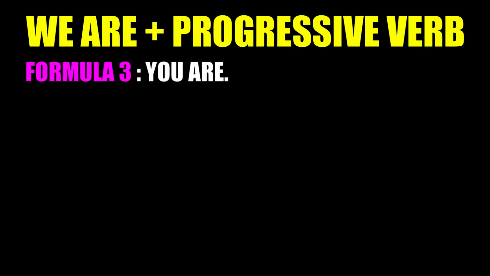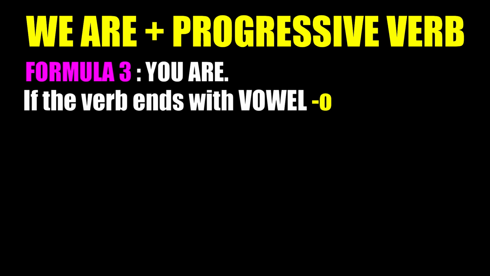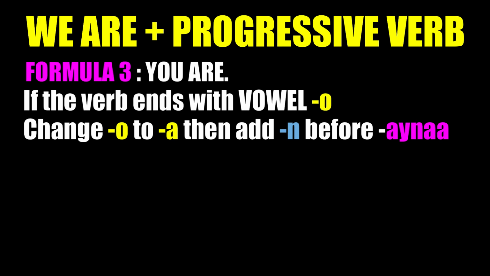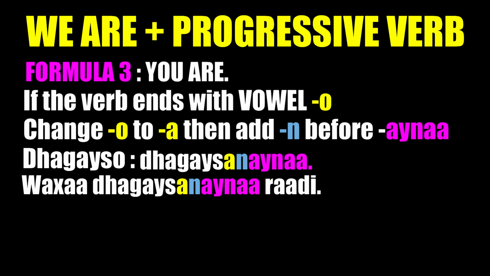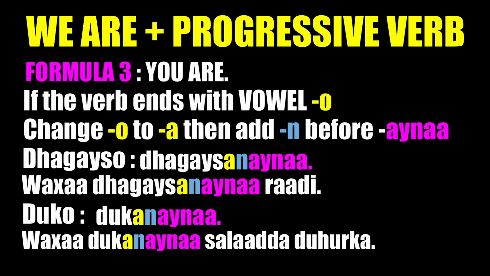Formula or rule 3. If the verb ends with vowel O, we need to change the vowel O to vowel A and add na before we add ayna. For instance, dhegaysanaynaa. Waxaa dhegaysanaynaa raadi. We're listening radio. Dukanaynaa. Waxaa dukanaynaa salaada duhurka. We're praying the Zuhr prayer.